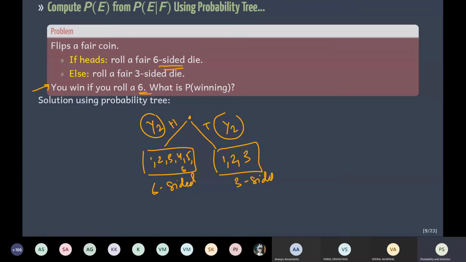Well, the probability of you winning can only come from here, because 6 appears here only, right? So by the probability tree diagram, the only way you can win is that you follow this branch, and the probability of picking this branch is half. And furthermore, the probability of getting 6 out of these 6 possibilities is 1/6. Okay, so it's 1/12. So that's the probability of winning.